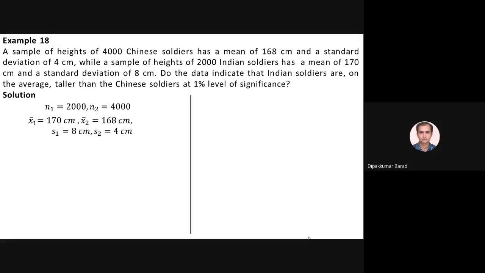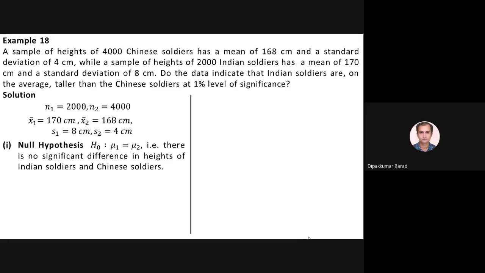Now do the data indicate that the Indian soldiers are on average taller than the Chinese soldiers at one percent level of significance? This is the test of significance. So now if we consider this μ1 and μ2, whole Chinese soldiers mean height and whole Indian soldier mean height both are equal, then we can say there is no significant difference in the height of Indian soldiers and Chinese soldiers. Now what will be the alternative hypothesis? Alternative hypothesis is that Indian soldiers are on average taller than the Chinese soldiers.